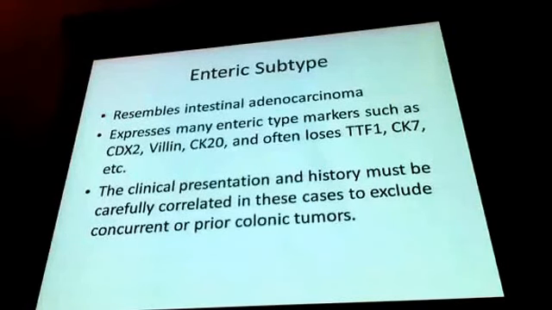And as well, some but not all the cells usually will also lose markers of lung differentiation, like TTF1, Napsin, or CK7. So it often requires that you correlate the clinical history very carefully and look for co-expression of any marker that's both enteric and lung to be able to make this diagnosis. If these are all positive, these are all negative, then you have to rely on the clinical presentation. Does it look like a primary lung cancer, or is there a possible history of colon cancer as well? And work together with your clinical colleague.